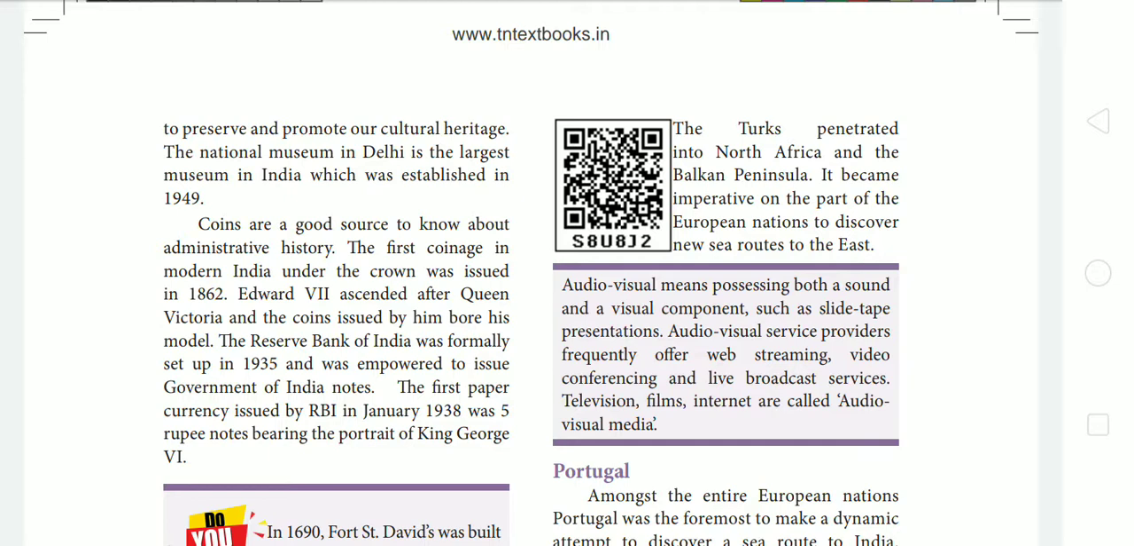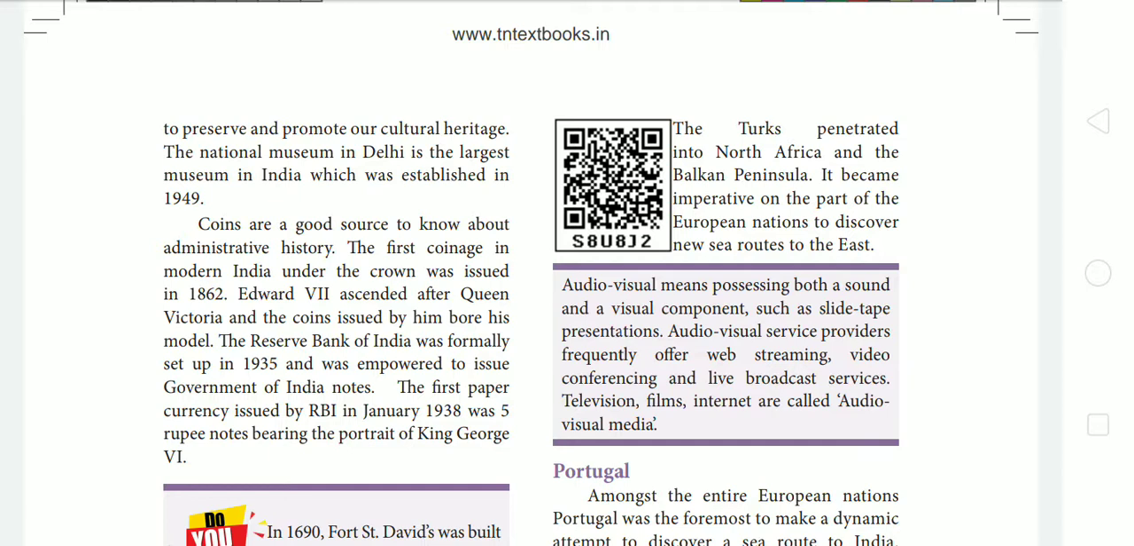The first coinage in modern India under the crown was issued in the year 1862. After that, Edward VII ascended the throne after Queen Victoria, and the coins issued by him bore his model.